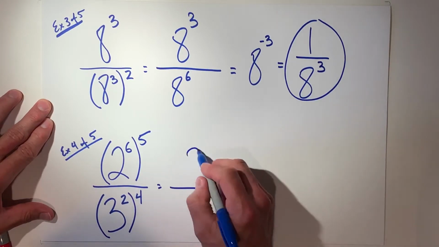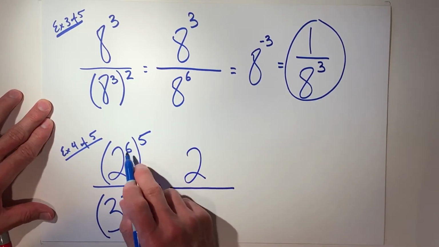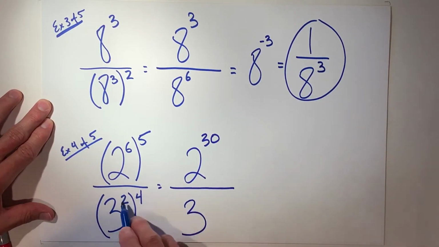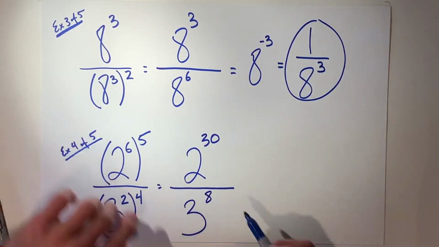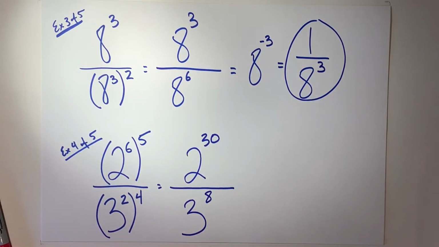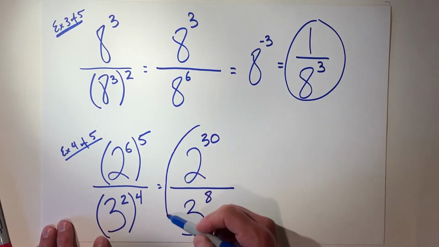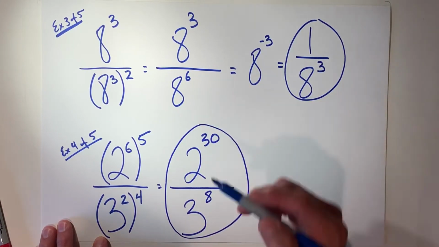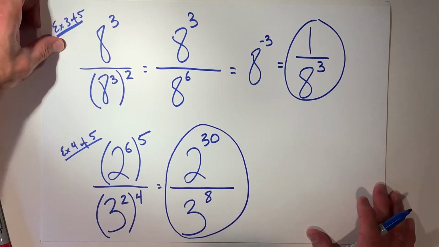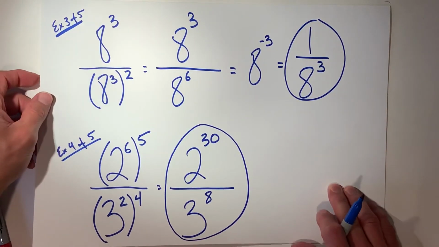So 2 to the, I bet you can figure this out, 6 times 5 is 30. 3 to the 2 times 4 is 8. And because these are different bases, I would not do the subtraction that I did previously. I would just stop, and that would be my answer. Right? Oftentimes when we have different bases, we stop seemingly before you'd think you should, but that is in fact exactly what you do.